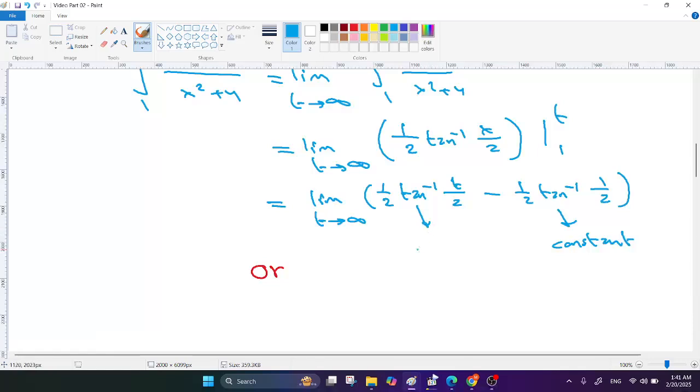Here this equals 1 over 2 times tan inverse of t over 2, and as t approaches infinity, it will be pi over 2. Okay? So constant minus constant is constant, so it is convergent. Good?